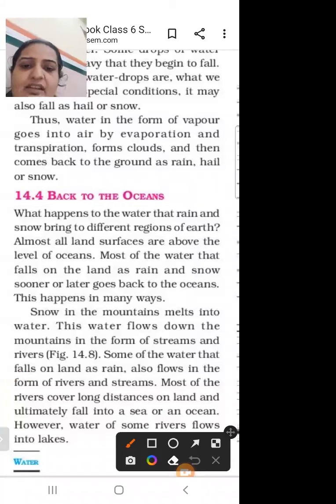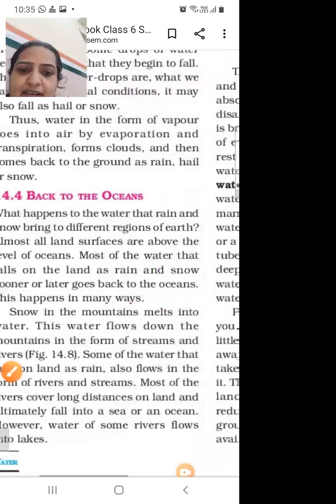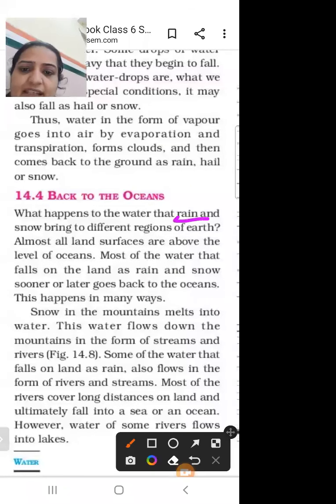So all the water, rainwater and snow water, finally goes to the ocean. So where does it go? Where does this water go into the ocean? The rain and snow falling on the earth will meet into the ocean. So this water will go back to the ocean. And this can happen in many ways.